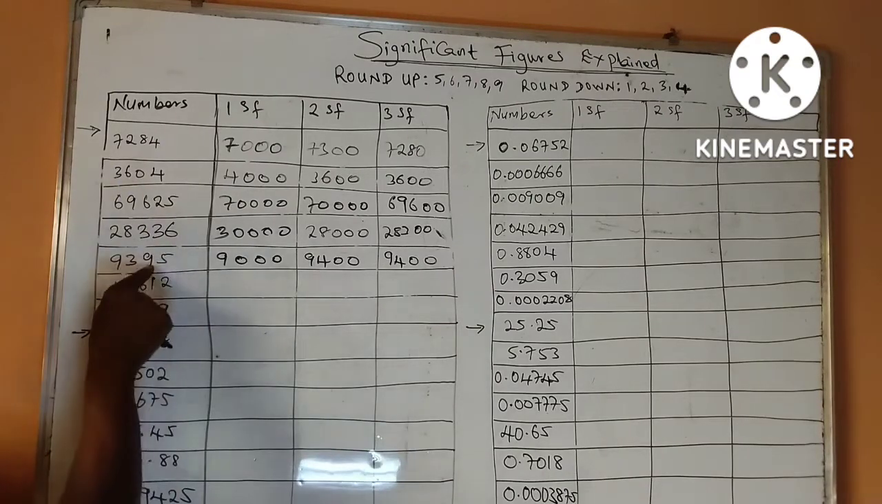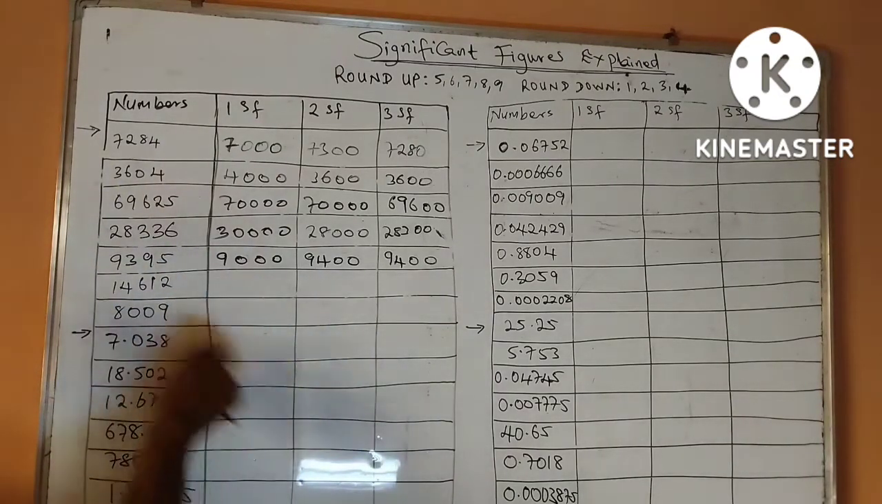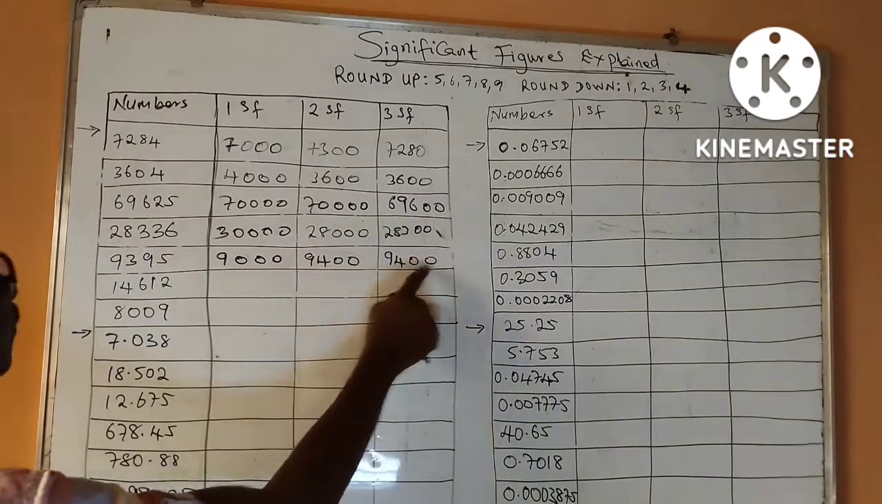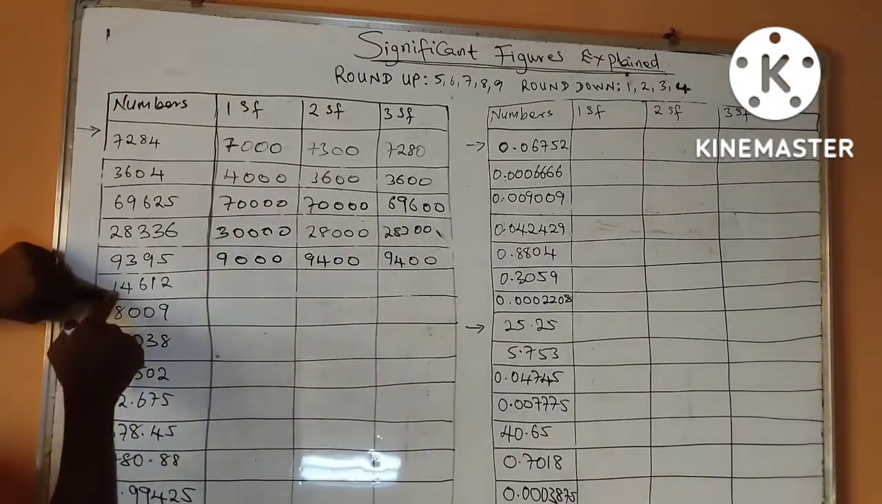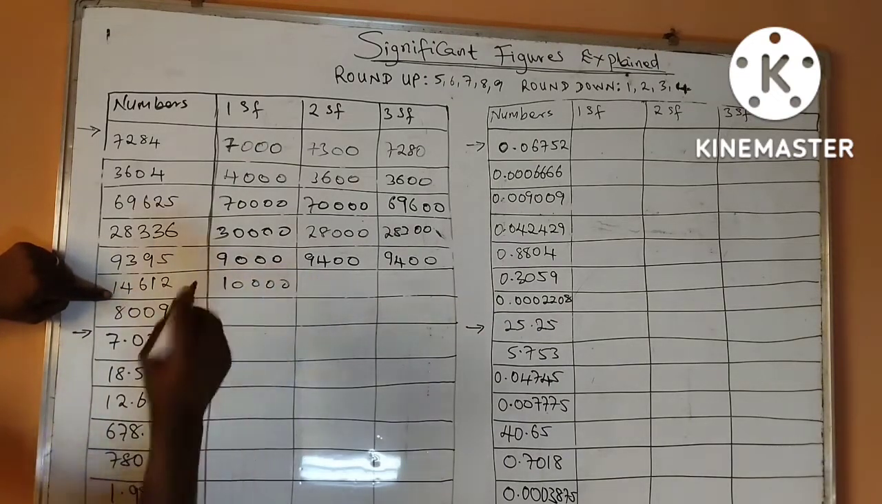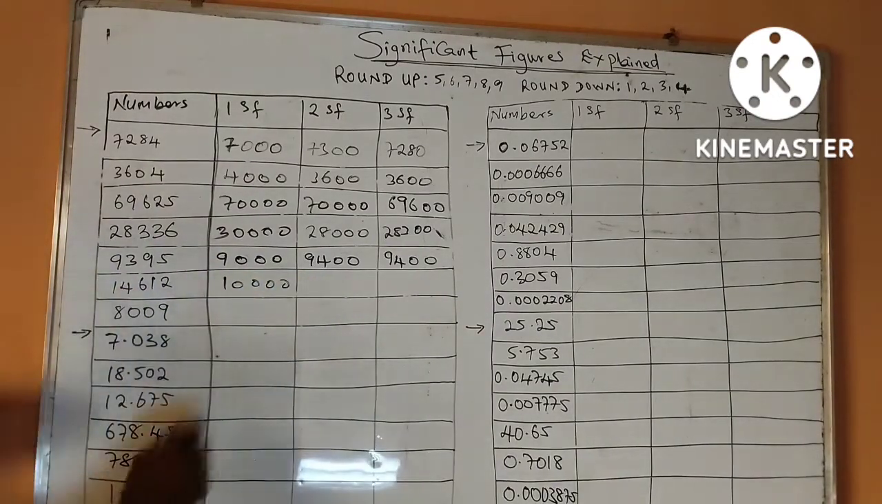Then, that 5, when I add it to 9, it becomes 10. So I will write 0 and carry 1 and move it to 3. Then it now becomes 9400. Next is 1, 2, 3, 4. Why? I did not round up.